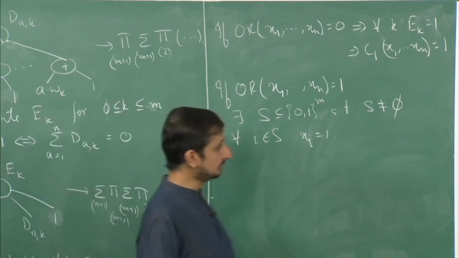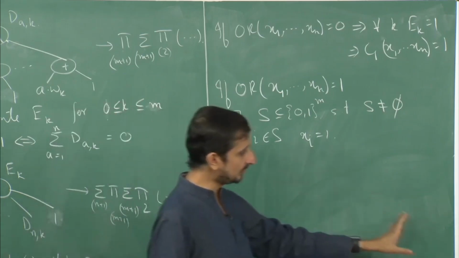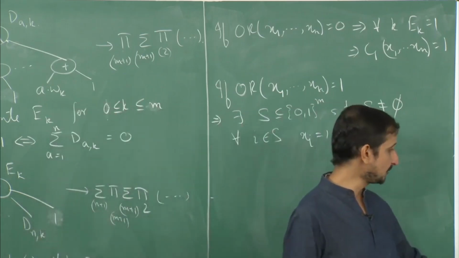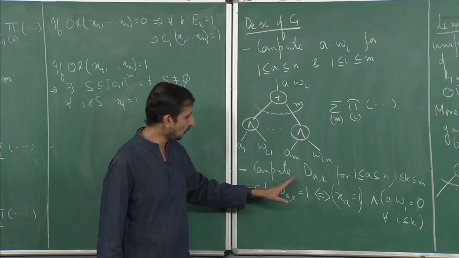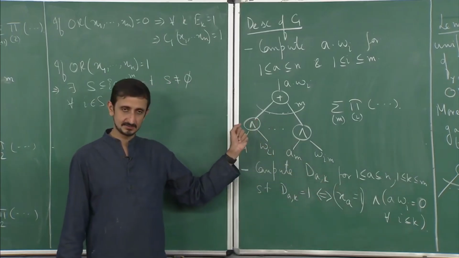Now, what does Valiant and Vazirani give us? So, according to Valiant and Vazirani, what it tells us now is that, if I look at all these DAKs, what does it tell us?